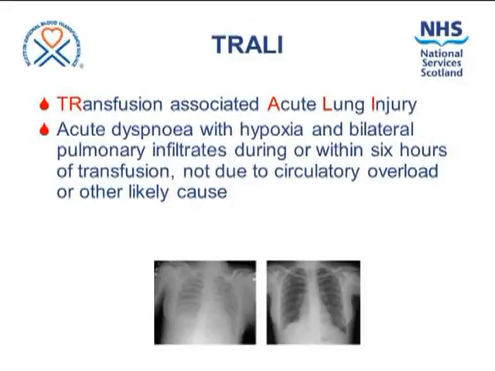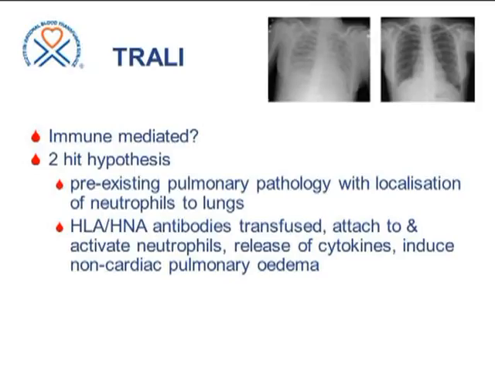TRALI is a rare but serious condition which can be associated with transfusion. It stands for transfusion-associated acute lung injury, and the definition is acute dyspnea with hypoxia and bilateral pulmonary infiltrates during or within 6 hours of transfusion, which is not due to circulatory overload or another likely cause. It's thought to be an immune-mediated process, and there are thought to be 2 events which need to happen.